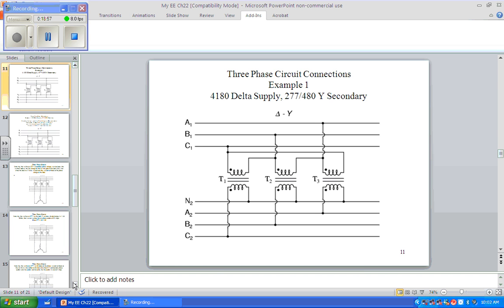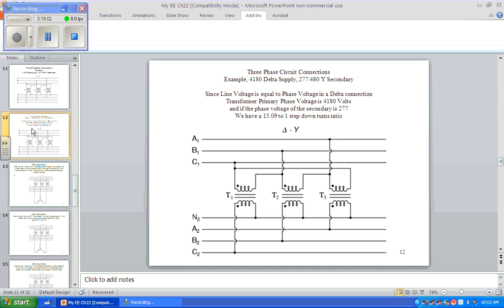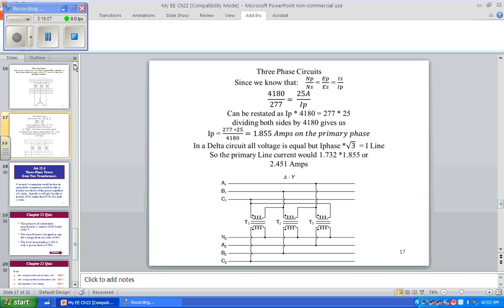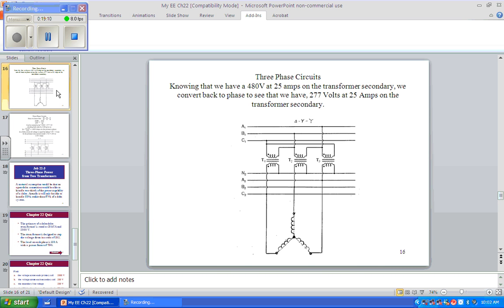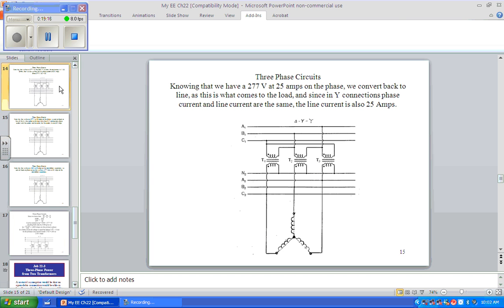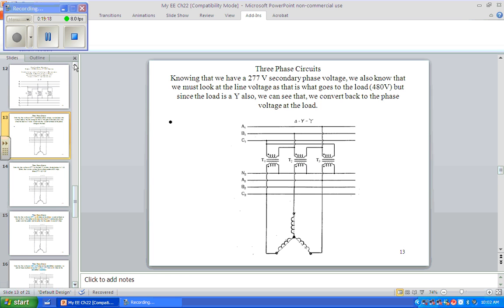Okay? So we're going to have a 277-480 secondary. And we're going to look at adding a load. Now for simplicity, jump slides on me. For simplicity, we're going to look at a purely resistive load. I drew in the windings just like it was a motor, but for simplicity, we're going to just look at it as a pure resistance for the moment.